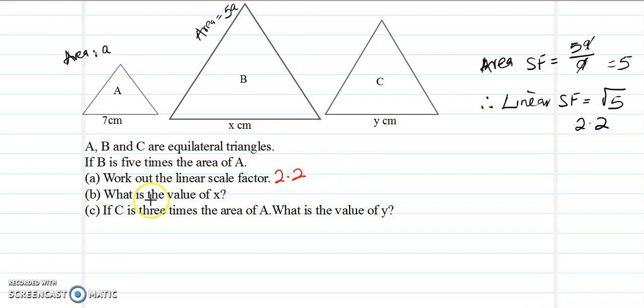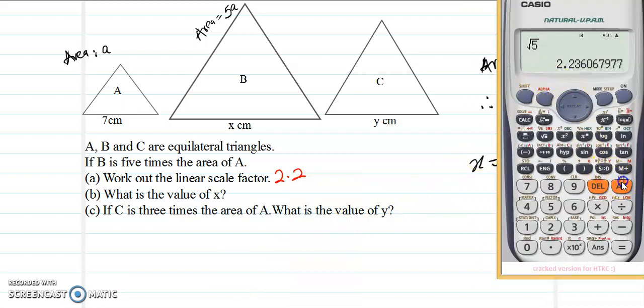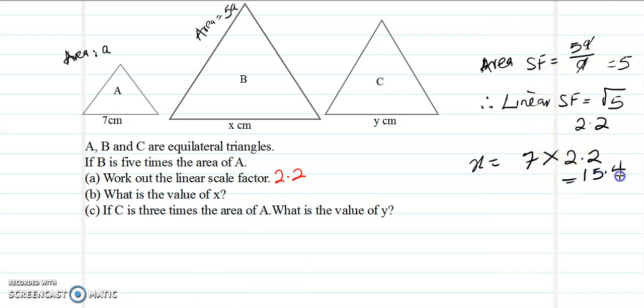Now the next one said, what is the value of x? For us to find the value of x, we make use of the linear scale factor. So the value of x, since we are moving from small to big, we multiply. The value of x will be 7 multiplied by 2.2. So 7 multiplied by 2.2 gives us 15.4. So 15.4 is the value of x.